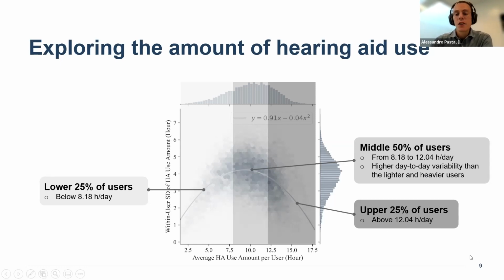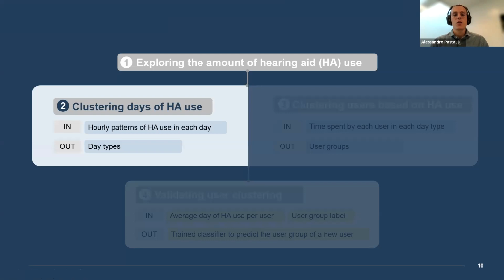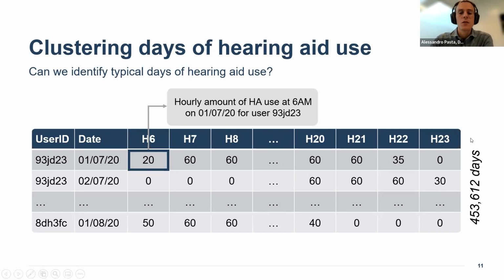We then further explore the patterns of hearing aid use by clustering days of hearing aid use based on the hourly patterns of use in each day. So our data set looked something like this. We had our 400,000 days, one per row. And then each row was a date for a specific user. And we had information about the usage from 6 in the morning to 23 in the evening. So a specific cell here would be the hourly amount from 0 to 60 minutes of hearing aid use. For instance, in this case, at 6 a.m. on the 1st of July for a specific user.